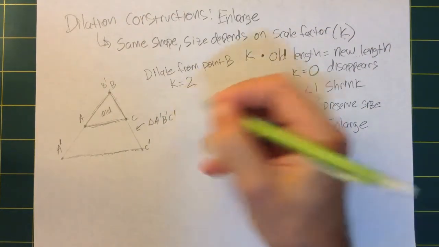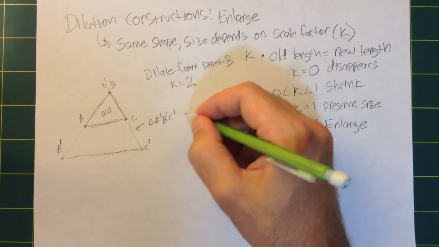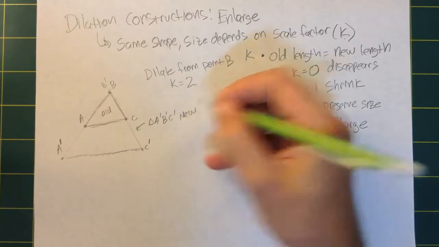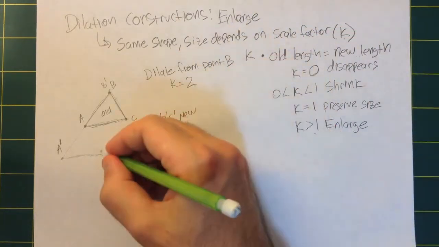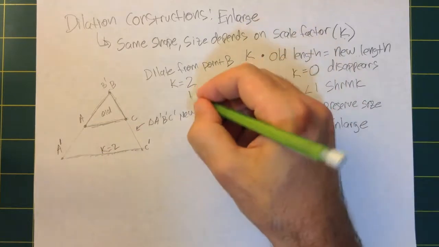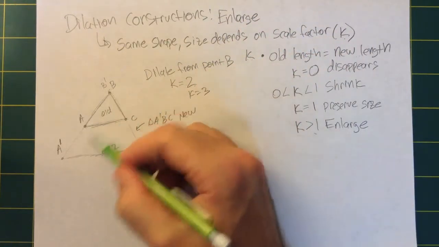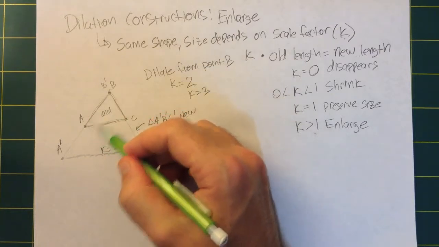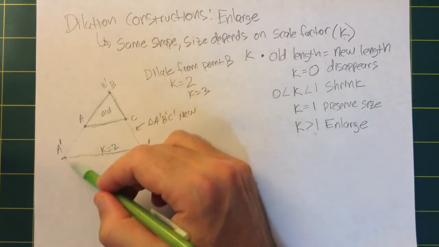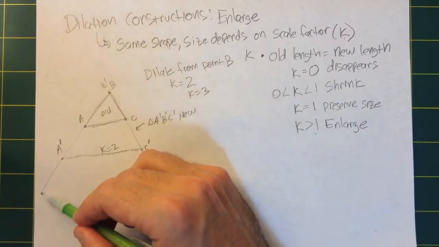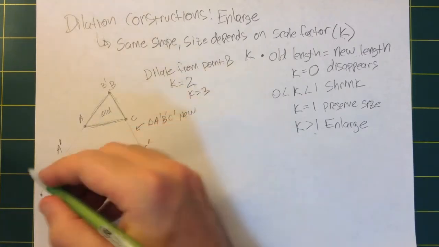Triangle A prime, B prime, C prime is our new triangle. If instead of a scale factor of 2, I'd used a scale factor of 3, we would just, instead of doubling, we would triple. So however long this is, the new one needs to be 1, 2, 3. 3 times as long.